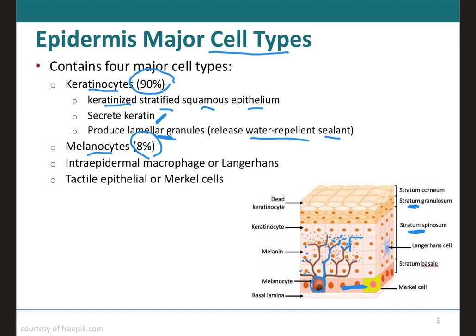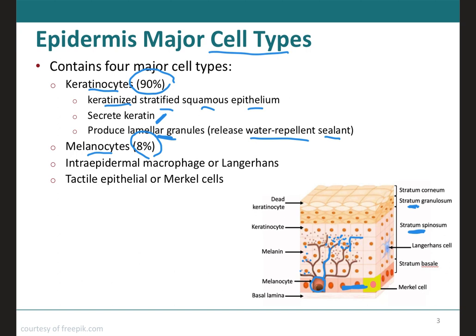Once inside the keratinocytes, the melanin granules will cluster to form this protective membrane over the nucleus, and it's going to be located on the side toward the surface of the skin, which will be the side that's more exposed to the sun. And in this way, they will protect the nuclear DNA from the damage by the UV light.